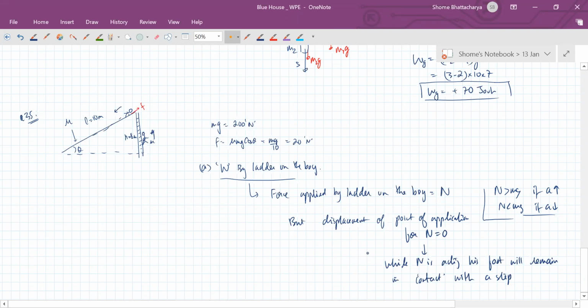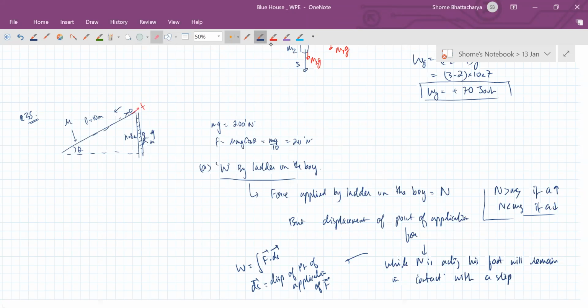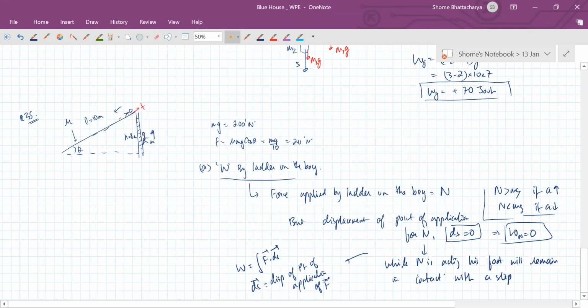So in the work done, ds is the displacement of the point of application of force. That is zero over here. This is zero. So hence, work done by normal reaction will be zero. So ultimately, as he is climbing, his gravitational potential energy is increasing. Okay, 3/10 is whatever, it's fine.